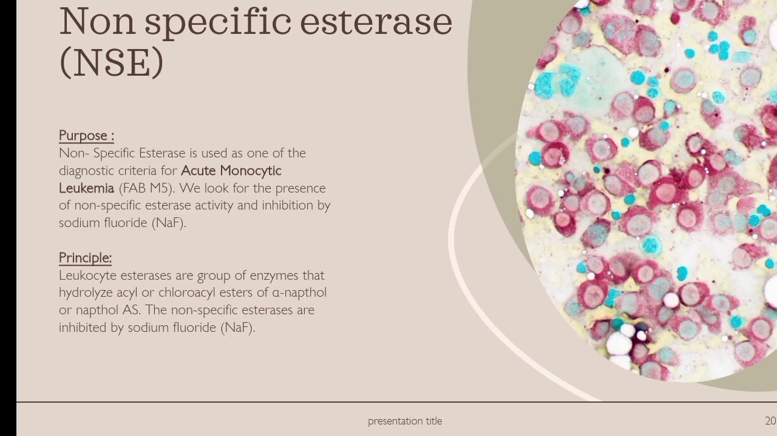The next stain is non-specific esterase, NSE. It is used as one of the diagnostic criteria for acute monocytic leukemia. We look for the presence of non-specific esterase activity and inhibition by sodium fluoride. Leukocyte esterases are a group of enzymes that hydrolyze the acyl and chloroacyl esters of alpha-naphthol and naphthol AS. The non-specific esterases are inhibited by sodium fluoride.